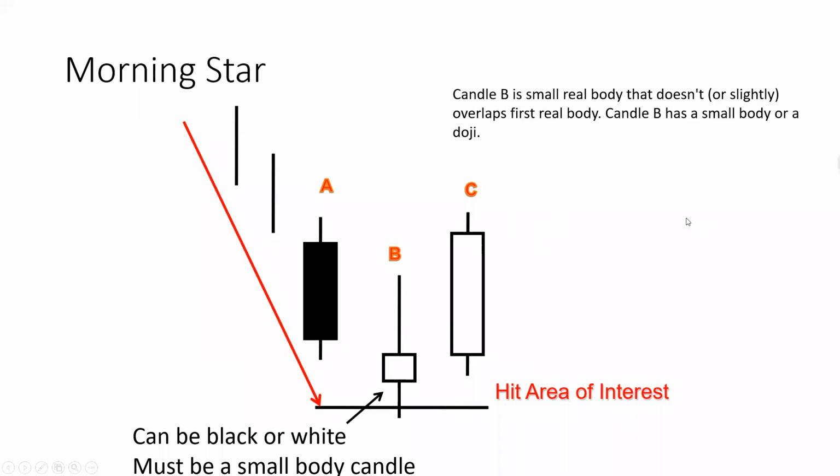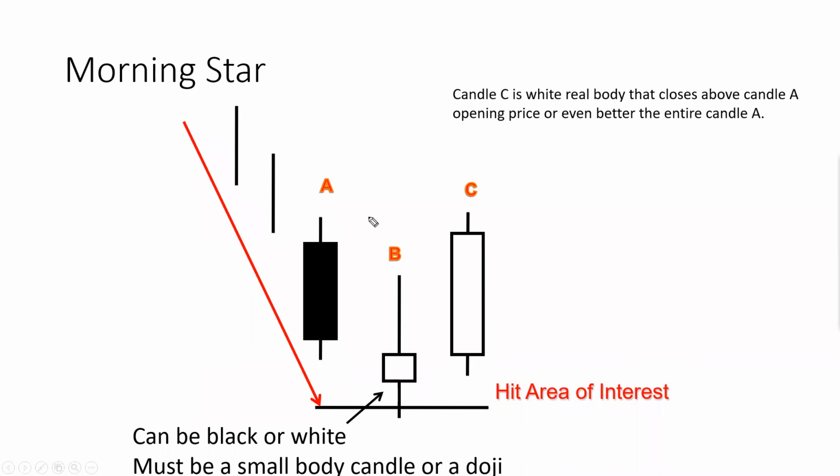So candle A is a long black candle, and then after that, B is a small real body candle. It can also be a doji. Let me show you what a doji is, something like this, where the open and the close price are the same, so it becomes like a cross. This is also considered a small body. After that, C closes above the opening price of candle A. Better still if it closes above the entire A, that means the closing price over here. This is what I call better still. I would love this kind of entry.